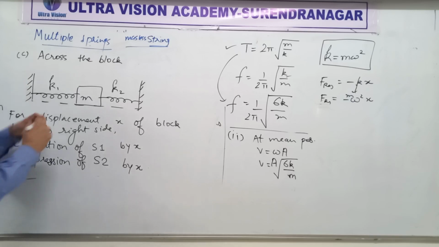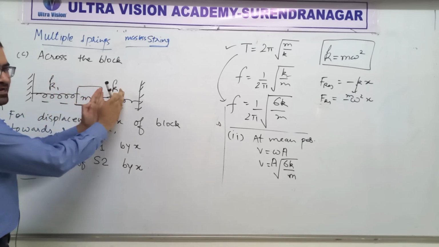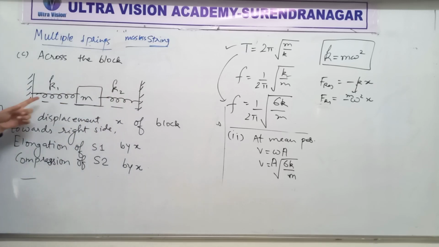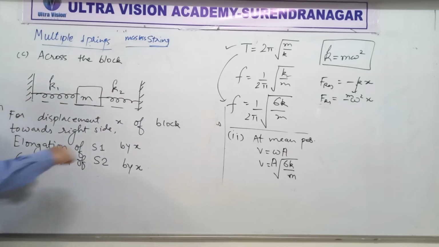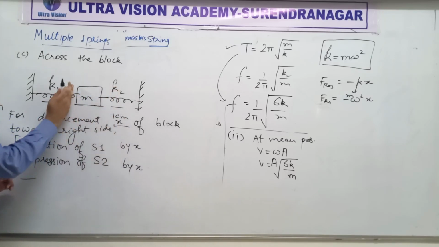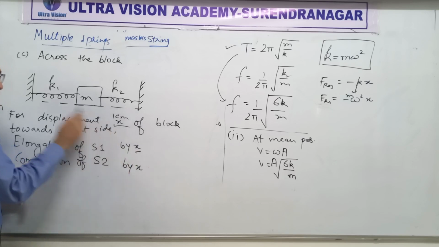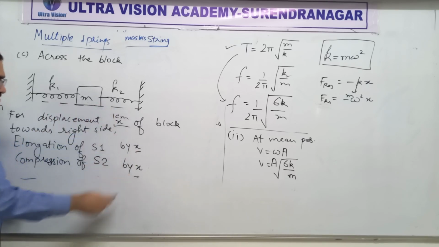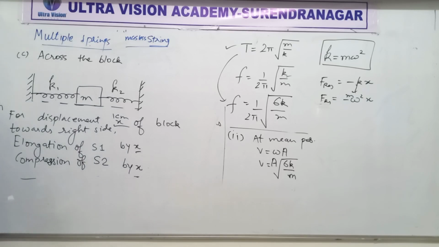If you move this 1 centimeter right side, spring 1 will get longer by 1 centimeter. Yes or no? If x is suppose 1 centimeter, you move this towards the right side by 1 centimeter, then this will become longer by 1 centimeter, spring 1. But spring 2 will become shorter by 1 centimeter. Yes or no? It is common sense, didn't it feel difficult?